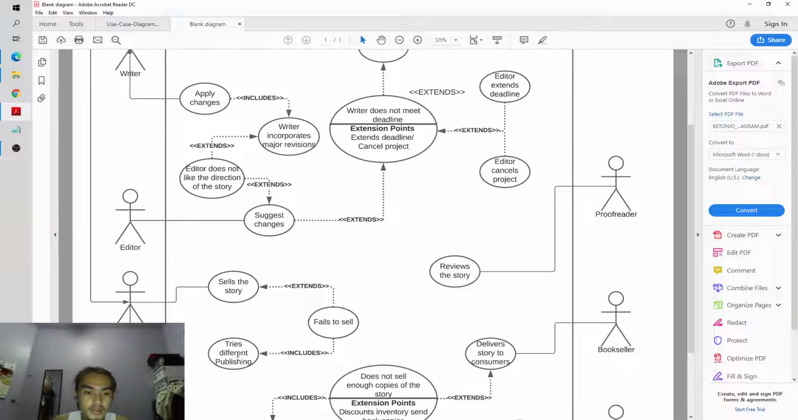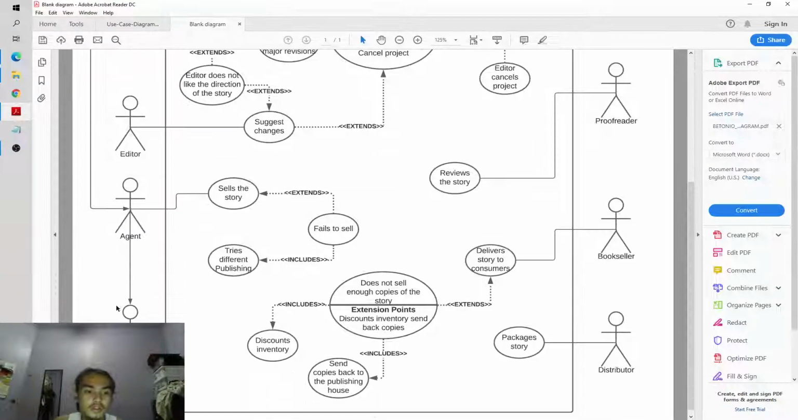But here, from fails to sell and tries a different publishing house, it is labeled includes, because it really happens that when a publishing house does not accept the story, the agent will find another publishing house. So here the connection is agent to publishing house.